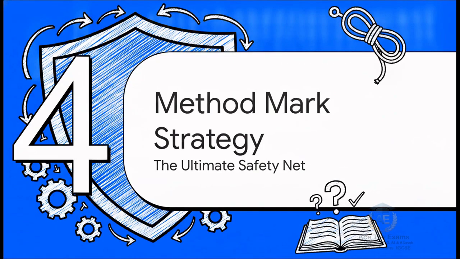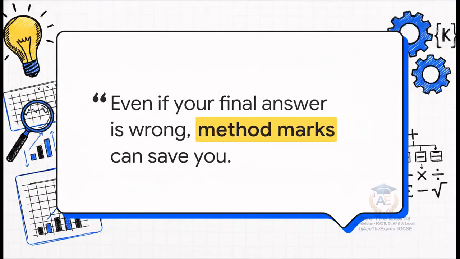Section 4, the method mark strategy. Let's shift to the absolute most crucial safety net in the entire Cambridge exam system. I really want you to let this quote sink in. This is a massive aha moment delivered straight from an examiner alert. Students lose marks by not showing working. Even if your final answer is wrong, method marks can save you.